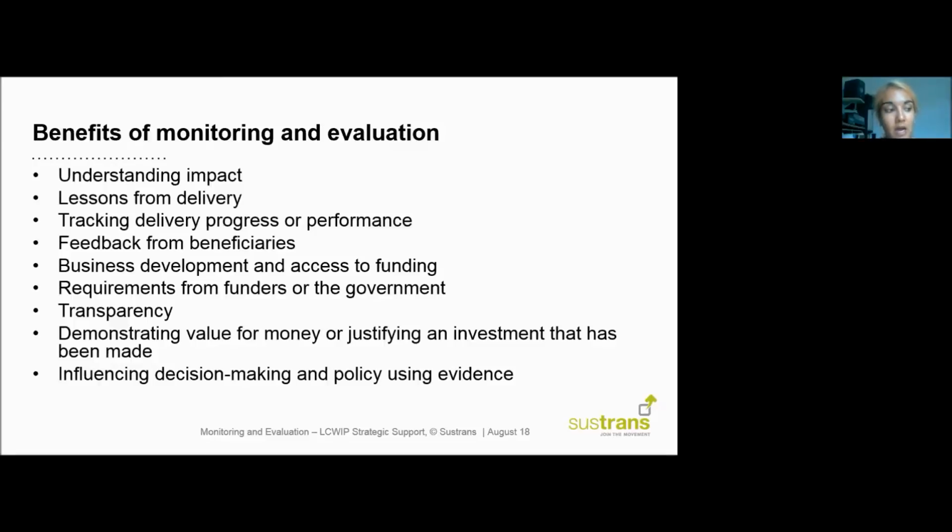I think oftentimes monitoring and evaluation is done because it is a funder or government requirement, but I really think it's important to illustrate that there are much wider benefits or impacts from investing in monitoring and evaluation, having robust, comprehensive approaches.